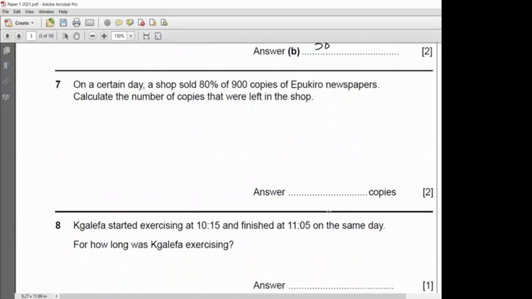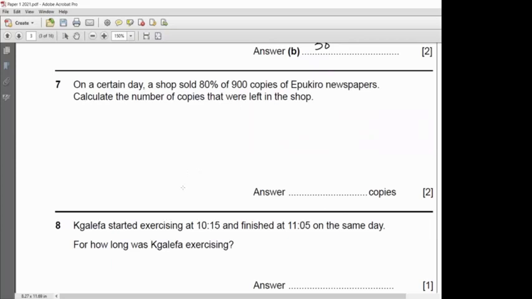Okay. Number 7, on a certain day, a shop sold 80% of 900 copies of Epukiro newspaper. Calculate the number of copies that were left in the shop. Okay, so very important with these word problems is you must understand the words that are used in the question. Read it correctly, make sure you understand what is being said.